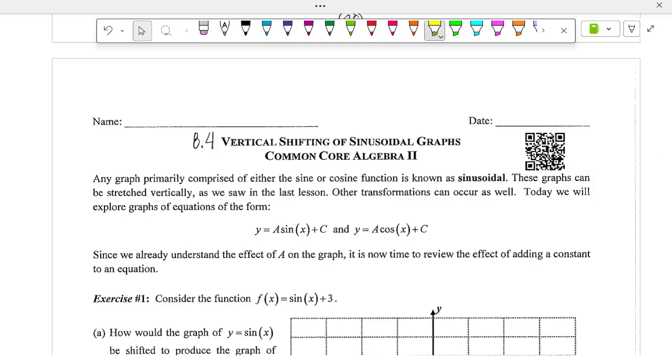All right. So I have y equals a sine of x plus c and y equals a cosine of x plus c. A does the same thing for both sine and cosine. That means C is also going to do the same thing. Now, a little bit of vocab. Any graph primarily comprised of either sine or cosine functions is known as a sinusoidal graph. Fancy word. And it can be stretched vertically, as we saw in the last lesson. That comes from the amplitude. But you can also shift it up and down as well.